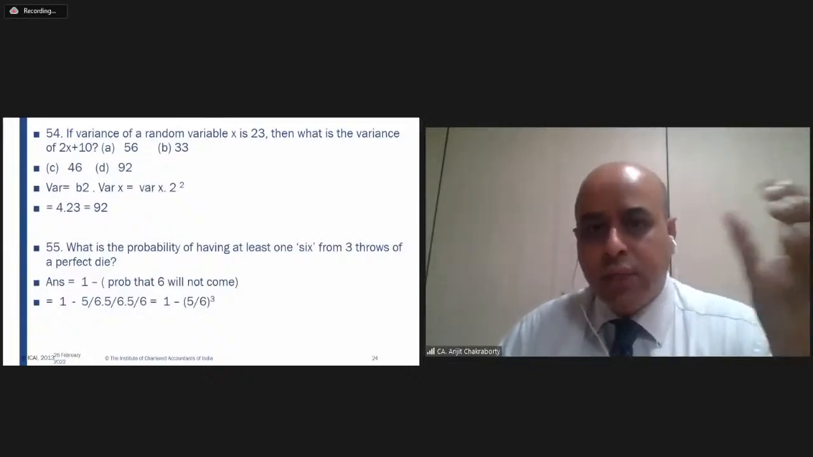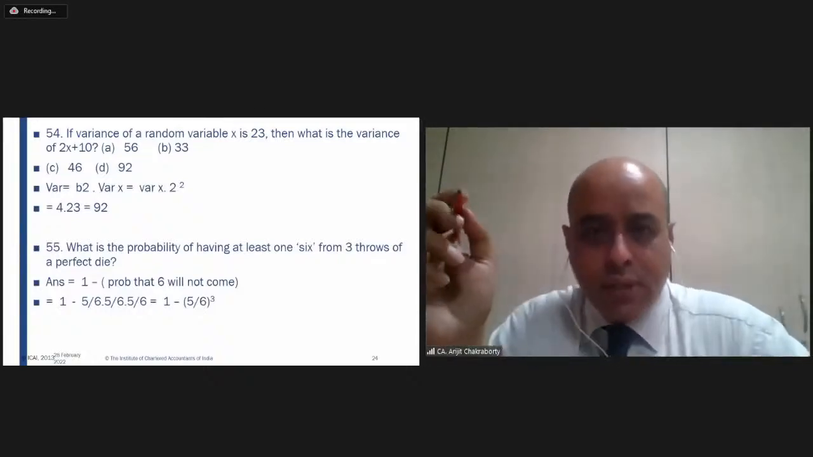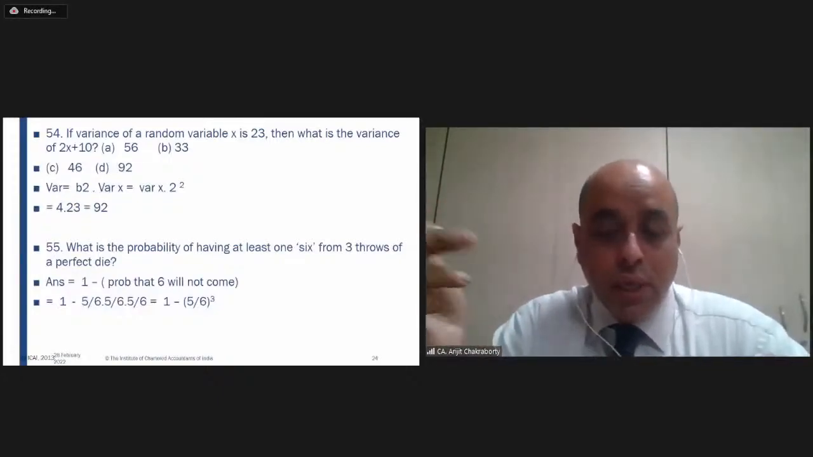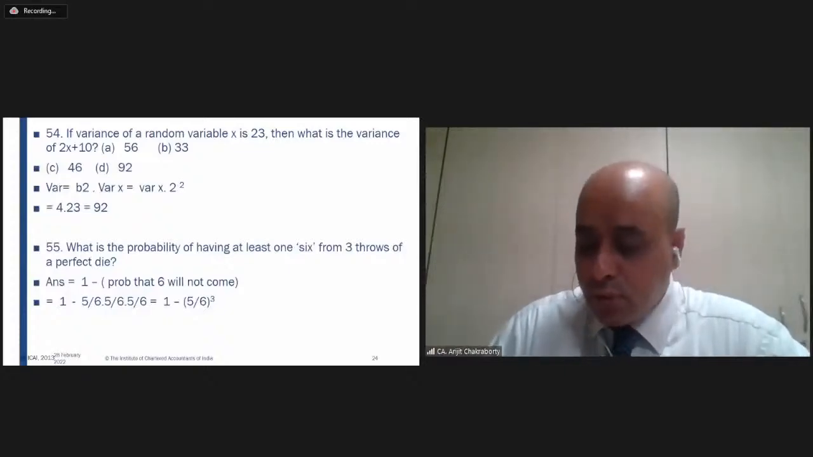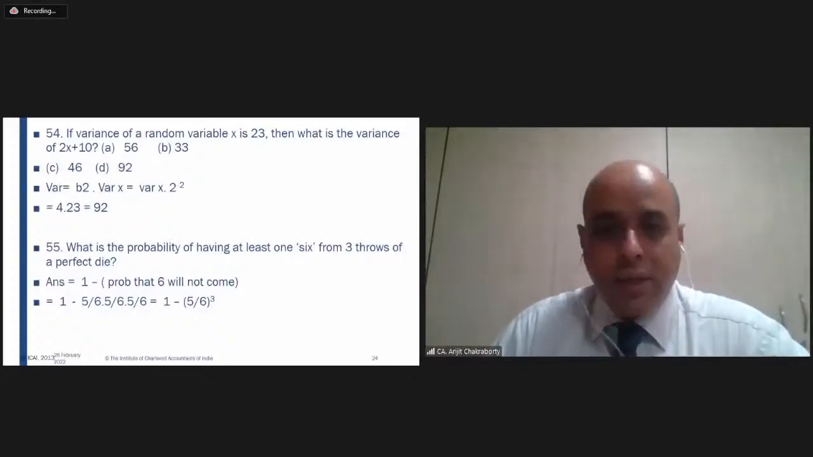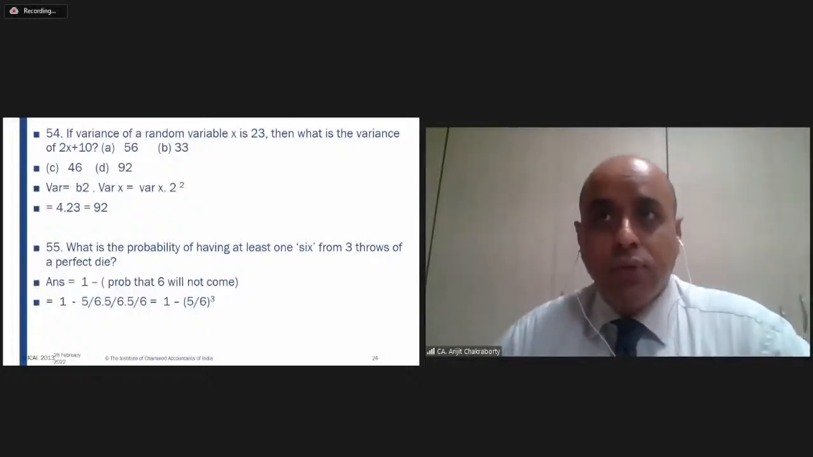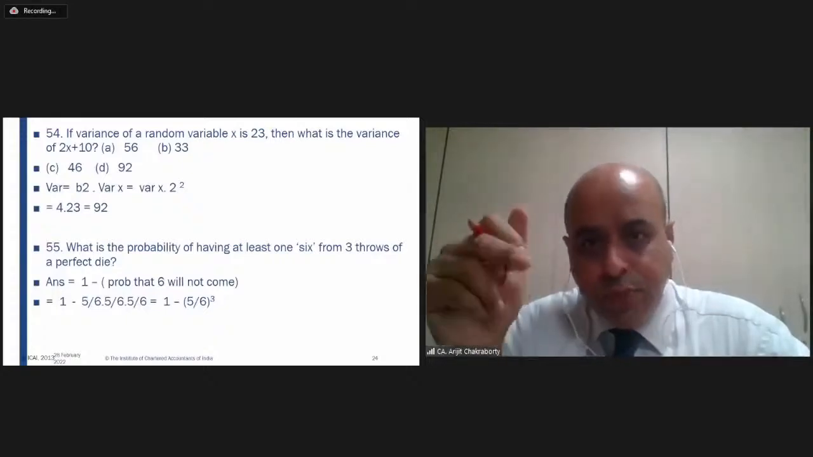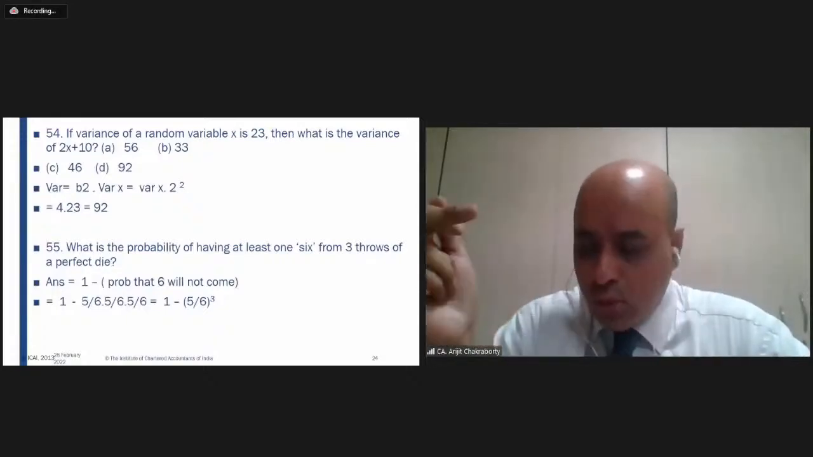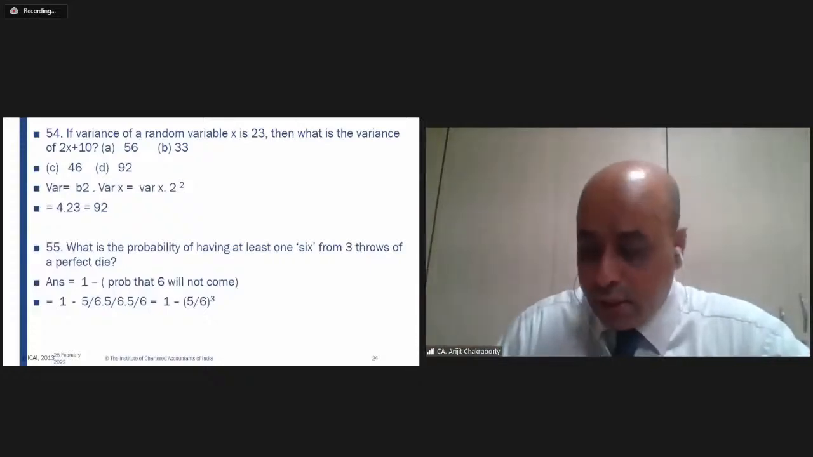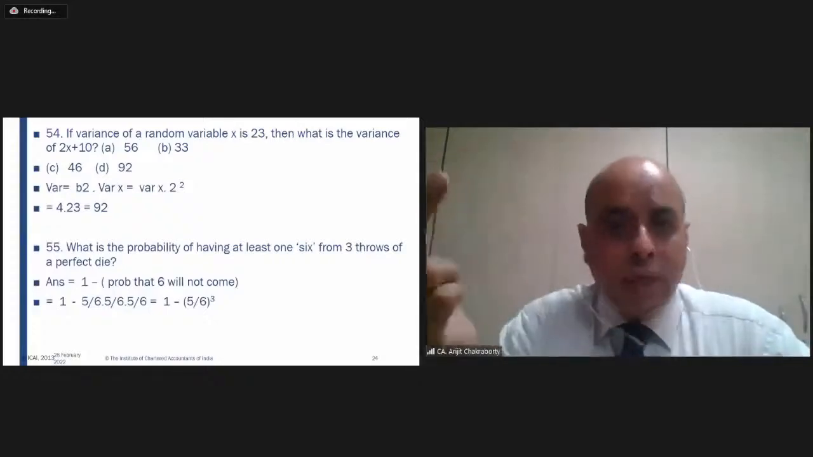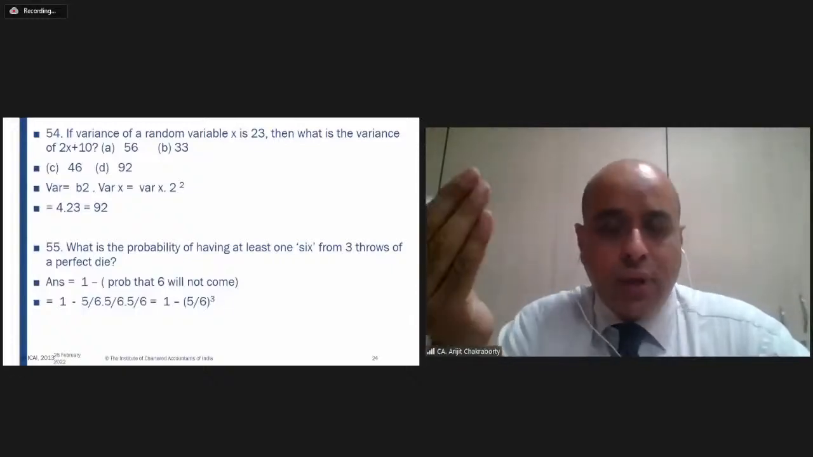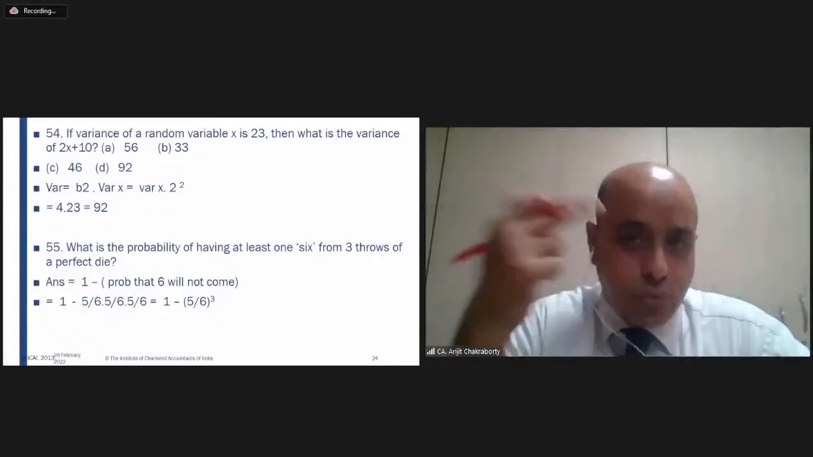So I can write it as y equal to 10 plus 2x. So what happens here? b becomes 2. What is the value of b? b is 2. Now the formula is the standard deviation of y will be equal to b into standard deviation of x. So I can say that the variance of y is equal to b square. If I square both the sides, standard deviation square is variance. If you find the standard deviation and square it, you will get the variance.